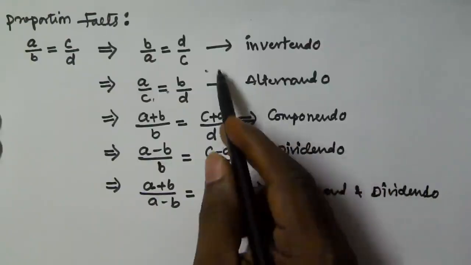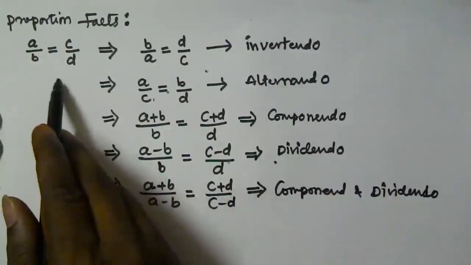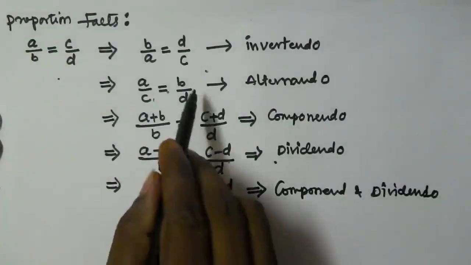So these are some of the facts of proportion. Whenever we have a proportion, we can use all these alternatives to this proportion.